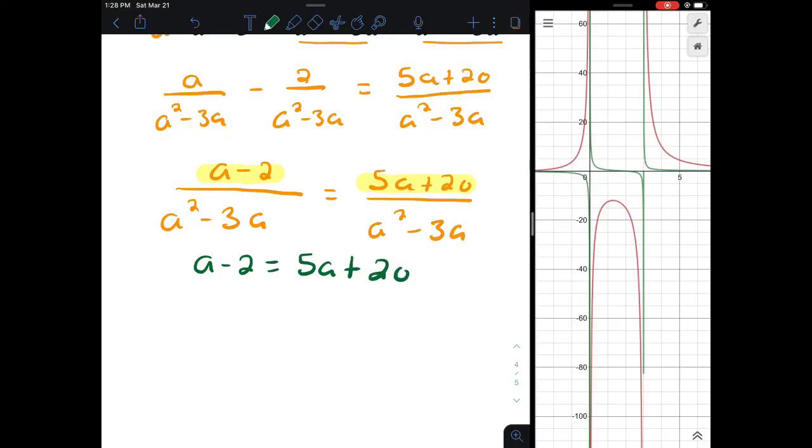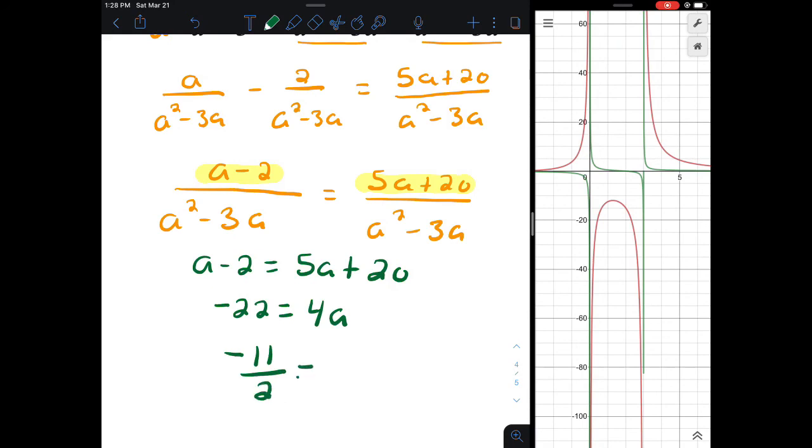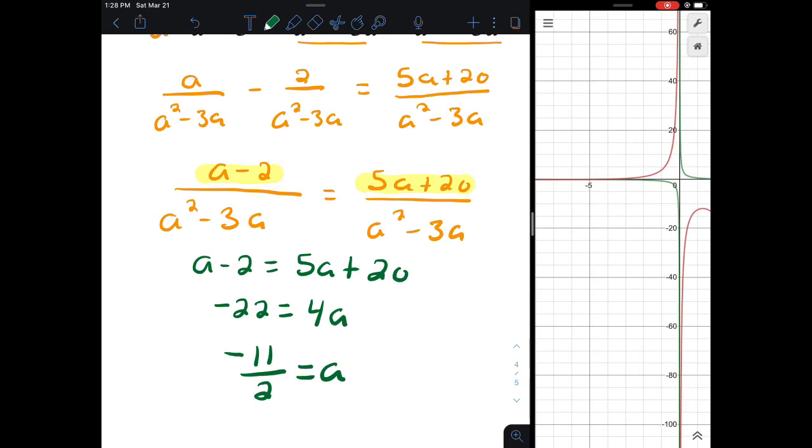And I work my way to solve. Well, I would have negative 22 is equal to 4a. And I would divide by 4, and we have negative 11 over 2 is equal to a. Well, that should be an answer. So what is going on? Why didn't we see that?